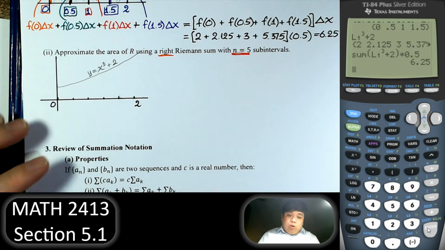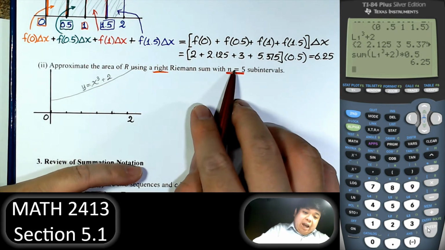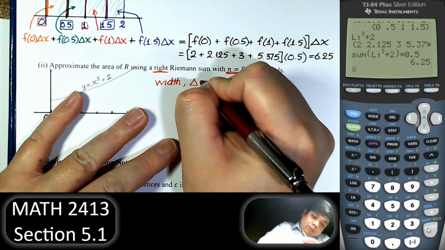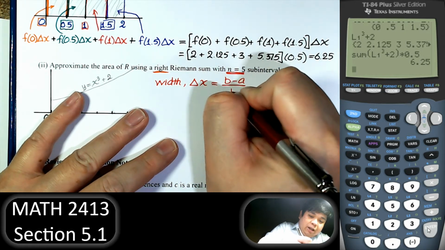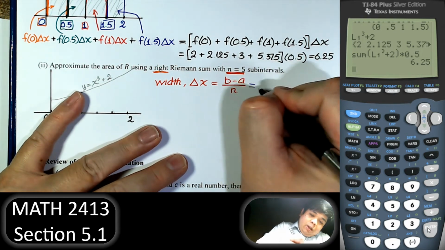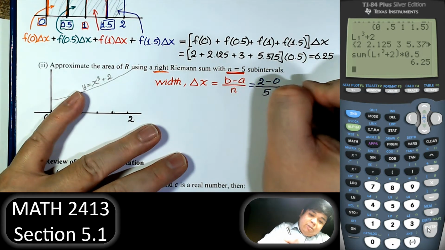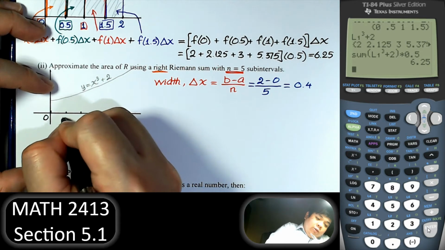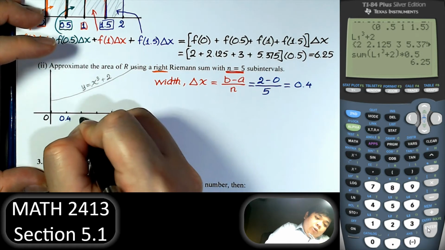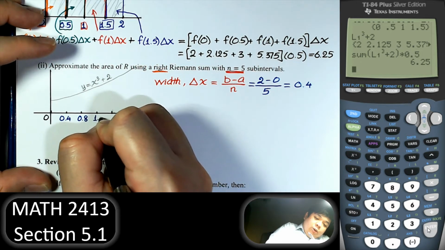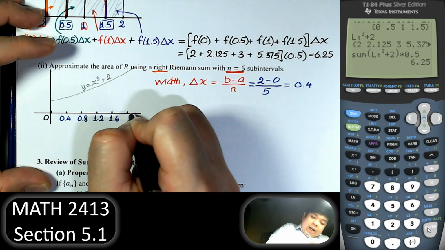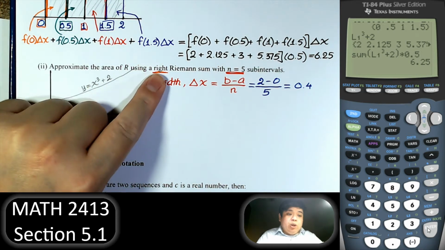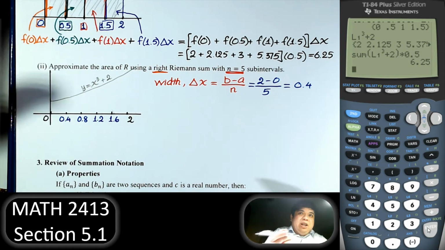Now from 0 to 2, which has n subintervals, we first calculate the width: b minus a divided by n. Going from 0 to 2, divided into 5 subintervals, that gives us 0.4. So each subinterval has a width of 0.4. We go from 0 to 0.4, 0.4 to 0.8, to 1.2, to 1.6, and to 2. So there are 5 subintervals. For each subinterval we use the right Riemann sum, so we don't even need to draw it.